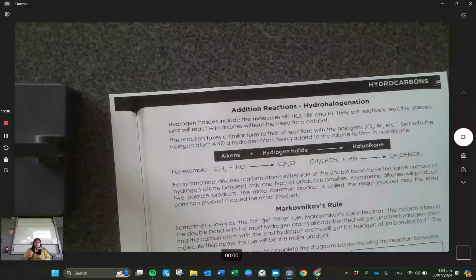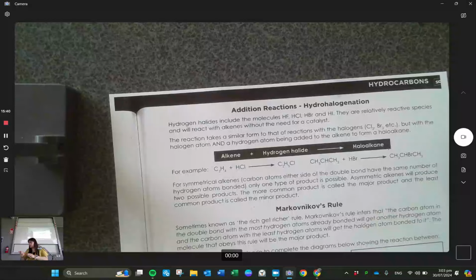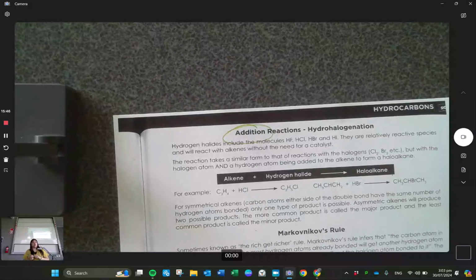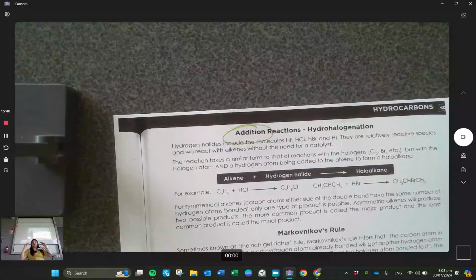Markovnikov is an example of an addition reaction. So we have taken a double bond, broken it, and added to it. Addition. Now, Markovnikov's rule only comes into place if you have two things. First off, you need an unsymmetrical alkene, and I'll show you what I mean when we get to that point.